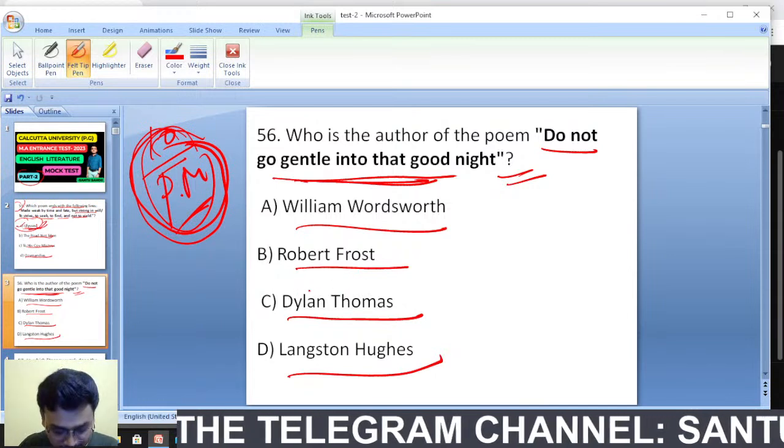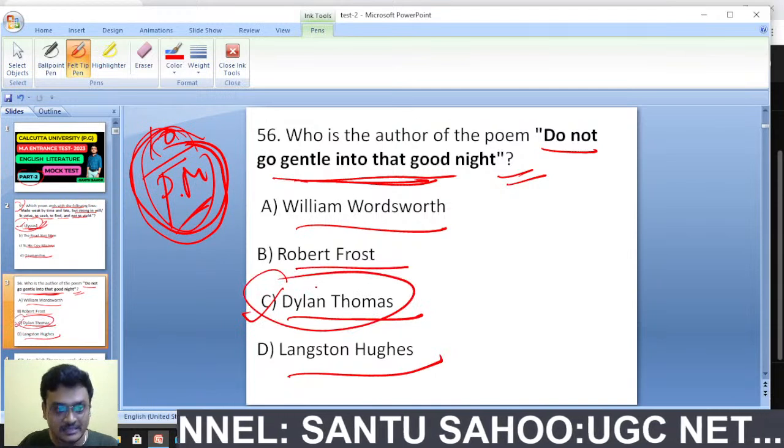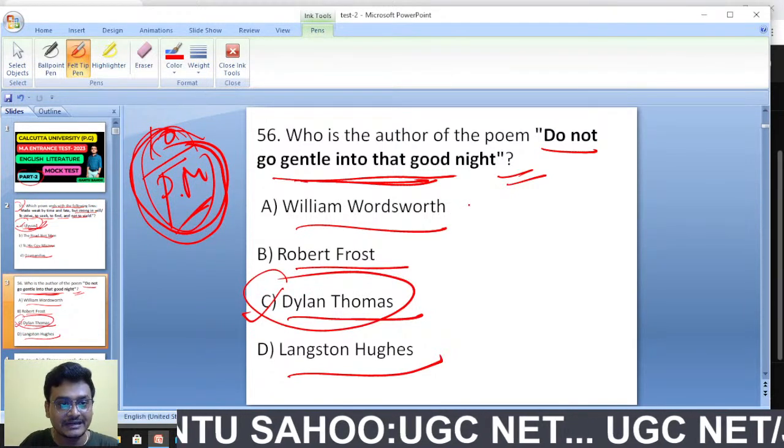Here is Dylan Thomas. Excellent everyone. Dylan Thomas is the right answer here. So the author of the poem "Do Not Go Gentle into That Good Night" is Dylan Thomas.